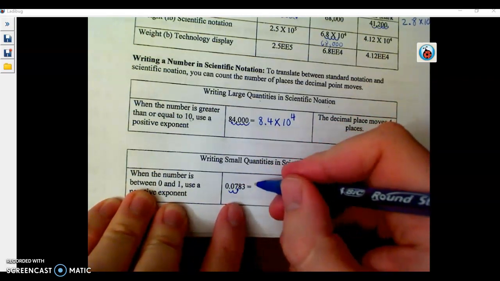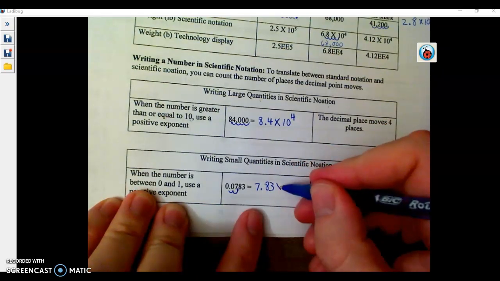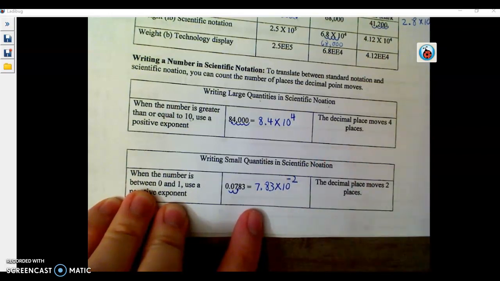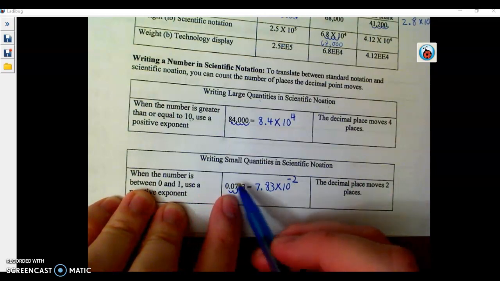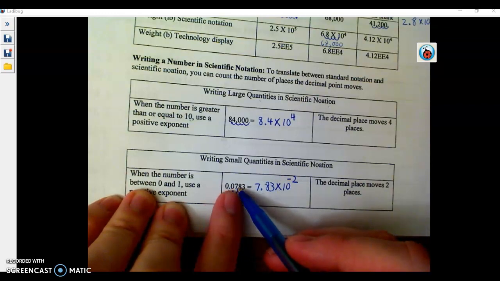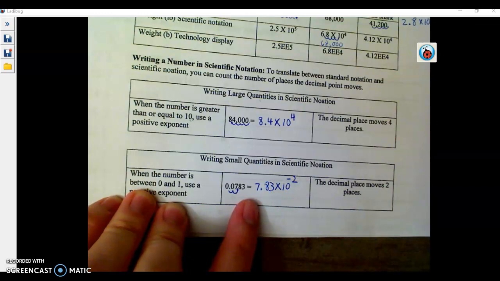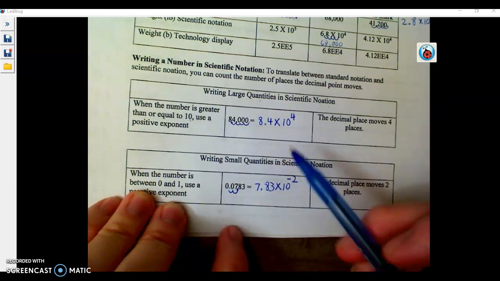So it's going to be 7.83 times 10 to the power of negative 2. The reason it's negative is because I'm dealing with a small number. Any number less than 1 is going to have a negative exponent. And I move the decimal spot 2 places over, so it's 7.83 times 10 to the power of negative 2. I don't expect this to feel easy yet.